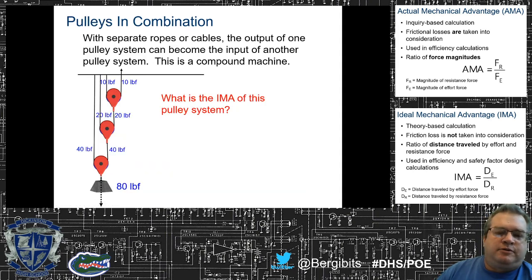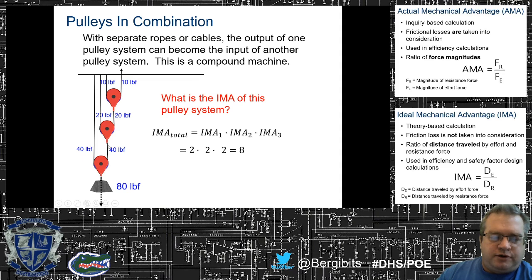Pulleys in combination with separate ropes and cables: the output of one pulley can become the input for another. So the number of strands, we've got 1, 2, 3, 4, 5, 6, or 2, 2, 2. And then we multiply: IMA total equals IMA 1 times IMA 2 times IMA 3. 2 times 2 is 4, 4 times 2 is 8. So we have an IMA of 8.